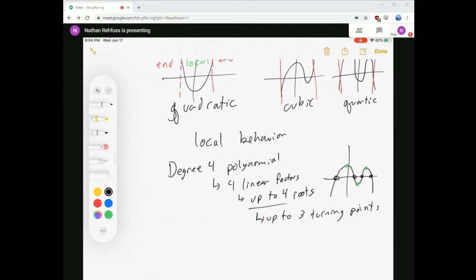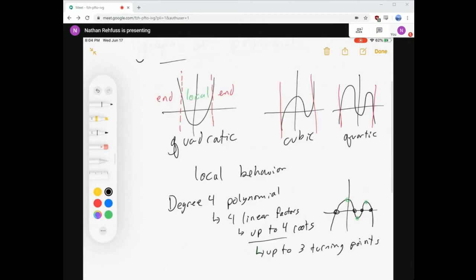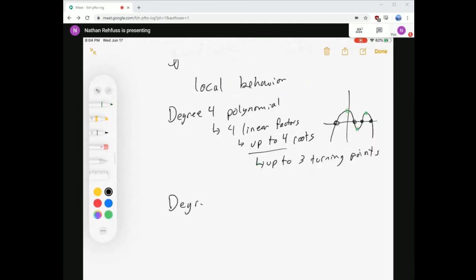So this cubic up here, it can have up to 3 roots and up to 2 turning points. The quadratic can have up to 2 roots and only 1 turning point. And that turning point is known as the vertex. So if I were to draw a ridiculous polynomial like degree 9, we would have up to 9 roots and up to 8 turning points.